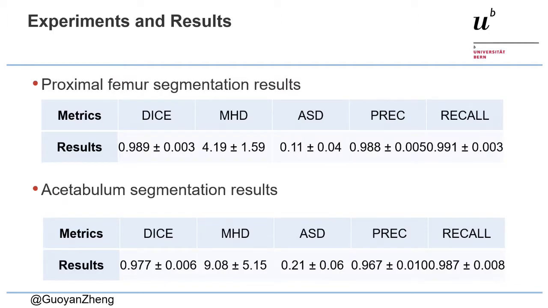Here are the results. For the proximal femur, we get a Dice of about 0.989. Basically, if you have perfect segmentation, Dice will be 1.0. If you have no overlap, it is basically 0. As you can see, this is very accurate for the femur. Also for the acetabulum, we got a Dice coefficient of 0.977. If you look at the distance, compared to the manual segmentation, the average surface distance is 0.11 millimeter for the proximal femur, and for the acetabulum it is 0.21 millimeter.